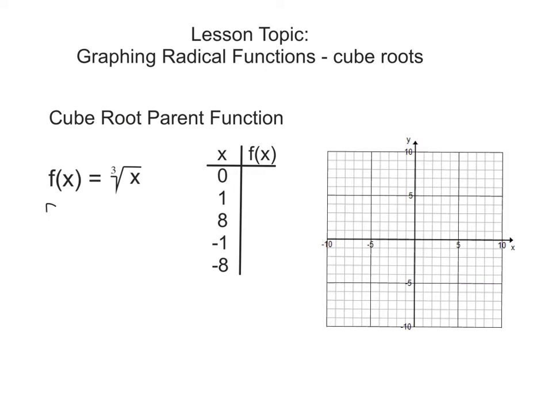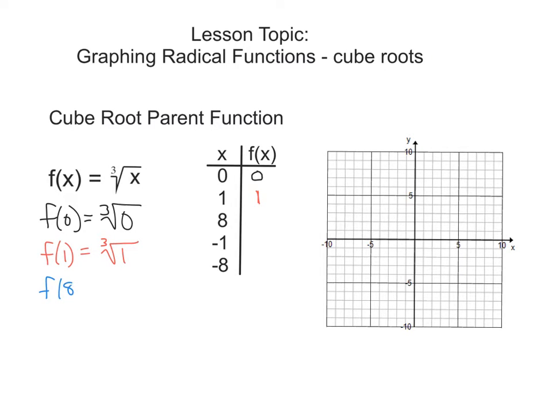All right, we're going to do f of 0, which is the cube root of 0. So what number times itself 3 times is 0? Well, that's obviously 0. Then we're going to take f of 1, which means the cube root of 1. What number times itself 3 times is 1? Well, that's 1, because 1 times 1 times 1 is 1.